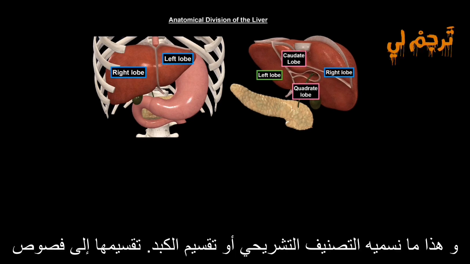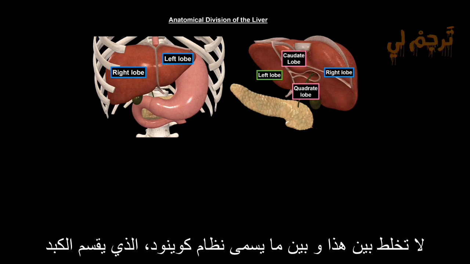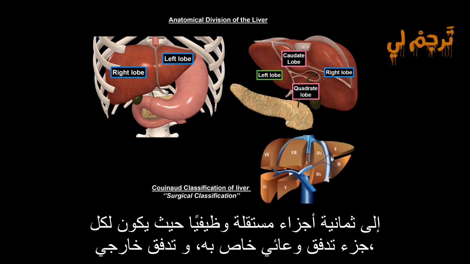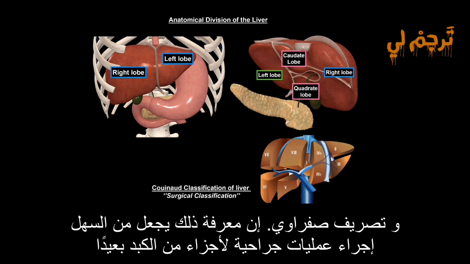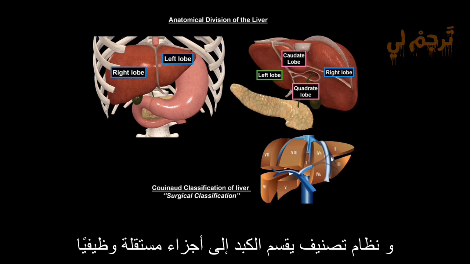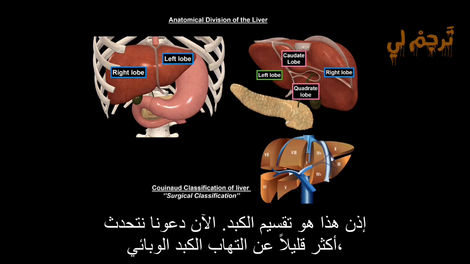This is what we call an anatomical classification or division of the liver, dividing it into lobes. And don't confuse it with something called the Couinaud system, which divides the liver into 8 functionally independent segments, where each segment has its own vascular inflow and outflow and biliary drainage. Knowing this makes it easier to surgically operate segments of the liver away. So keep in mind that we have a classification system based on the landmarks we have on the liver, and a classification system that divides the liver into functionally independent segments. So that's the division of the liver.